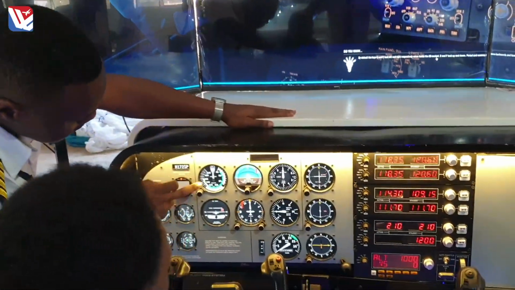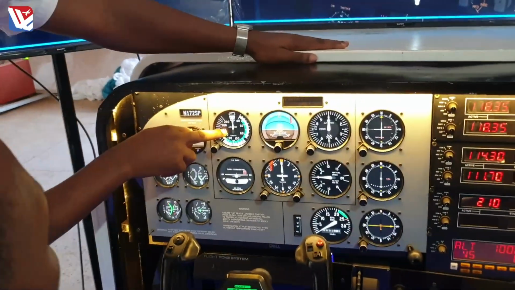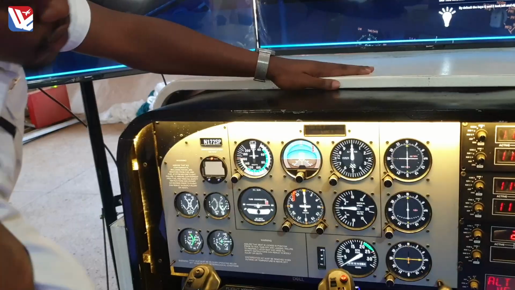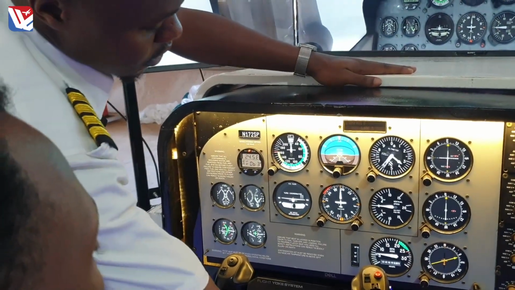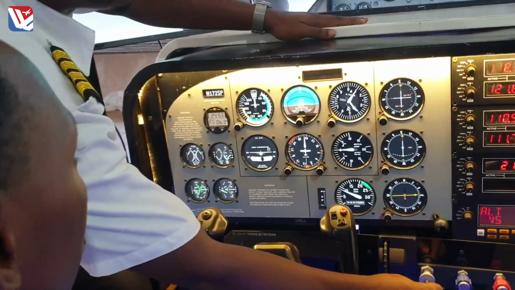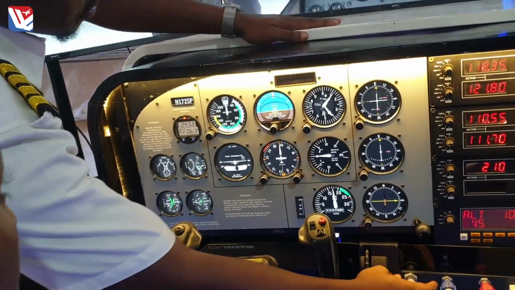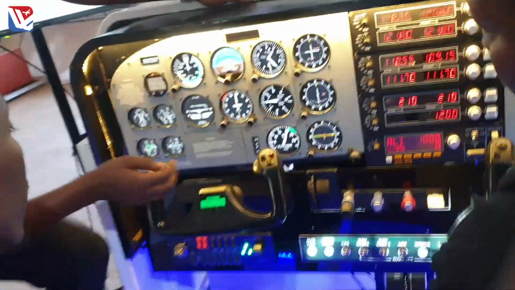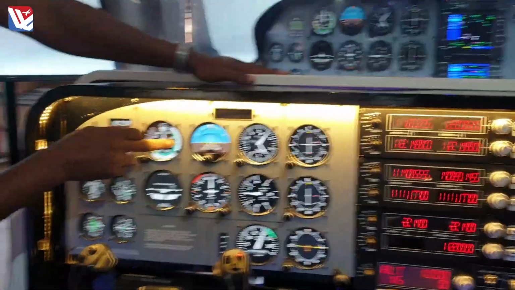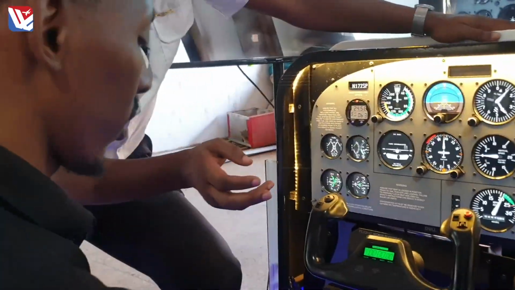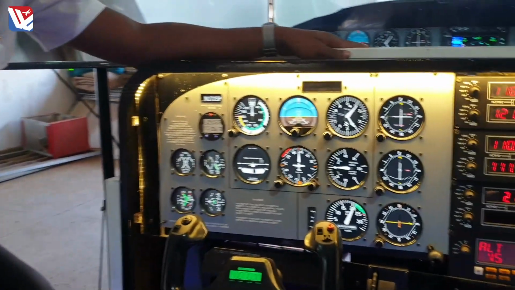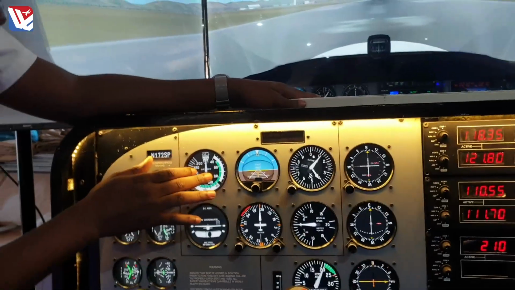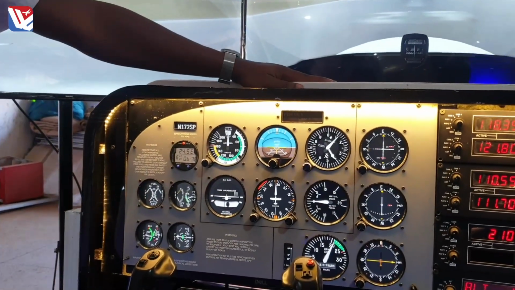Then this is called the airspeed indicator. It shows the speed. Once you increase the throttle like this and it starts moving, just like the car accelerator, it shows the speed. You have the speed indicator in the car. So this is the airspeed indicator. It shows the amount of speed.